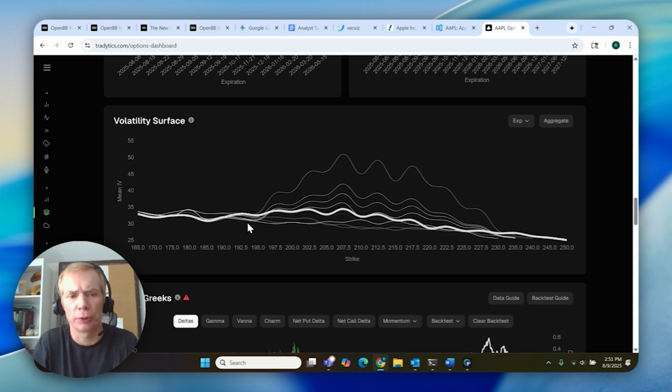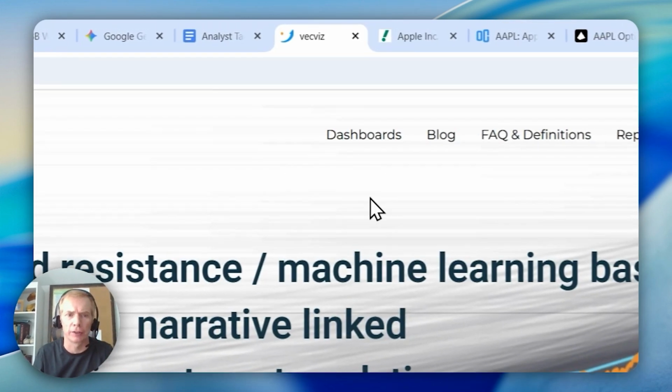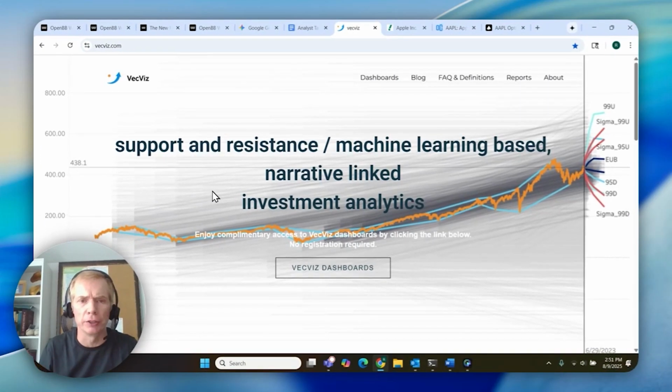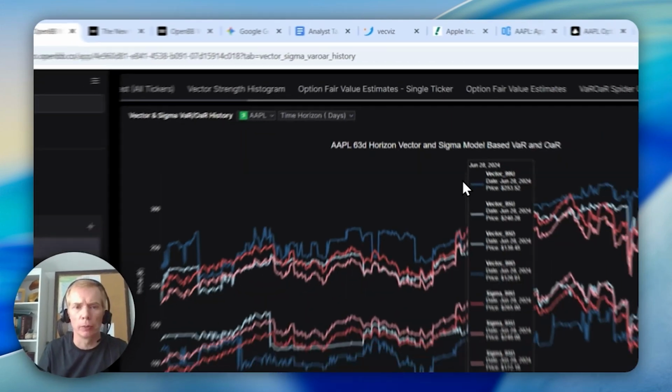Hi, I'm Roger Coyne, founder of an investment analytics startup called VecViz that aims to bridge the core insights of both disciplines, quant and fundamental, making them more accessible for a broad swath of investors. In this video, I'm going to walk you through how I did such an analysis for Apple by using the VecViz app in the OpenBB workspace.